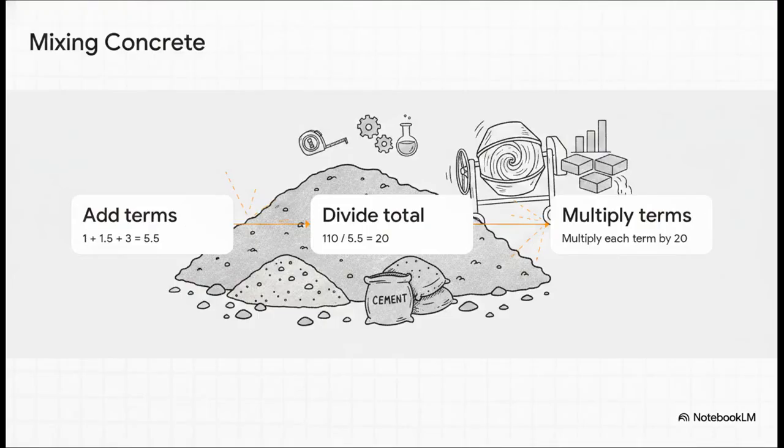Let's break down the math to see how this plays out on a real job site. Imagine a site needs exactly 110 units of concrete. How much of each individual ingredient do they need? Well, first, you just add the terms of your ratio together.